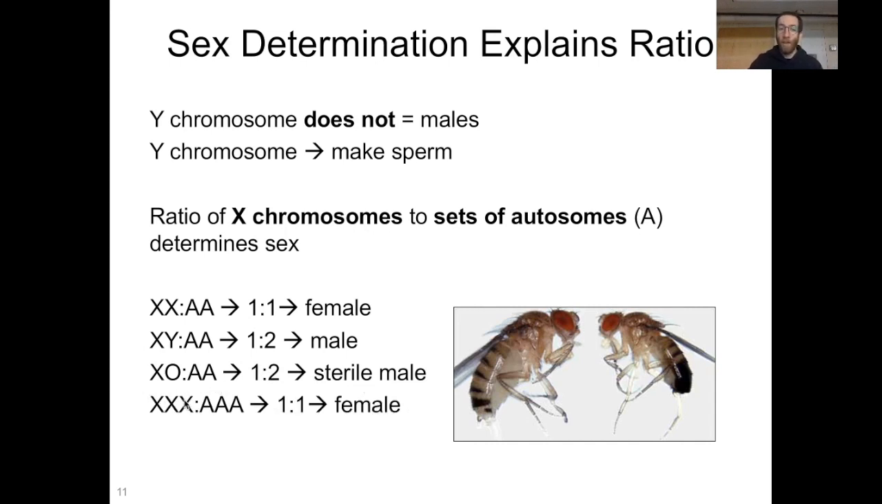And we can keep going. You could have XXX to 3 sets of autosomes. That's a 1-to-1 ratio. That's a female. And you have XXY to 2 sets of autosomes. Well, that's a 1-to-1 ratio of X chromosomes to autosomes. That's a female who I think in some cases are capable of making sperm. It's a little bit confusing, but you end up having the female phenotype in that situation because, again, the Y chromosome is not determining sex. So that's how sex determination works in fruit flies, and this is going to be important for explaining why all those white-eyed flies in the F2 were male.